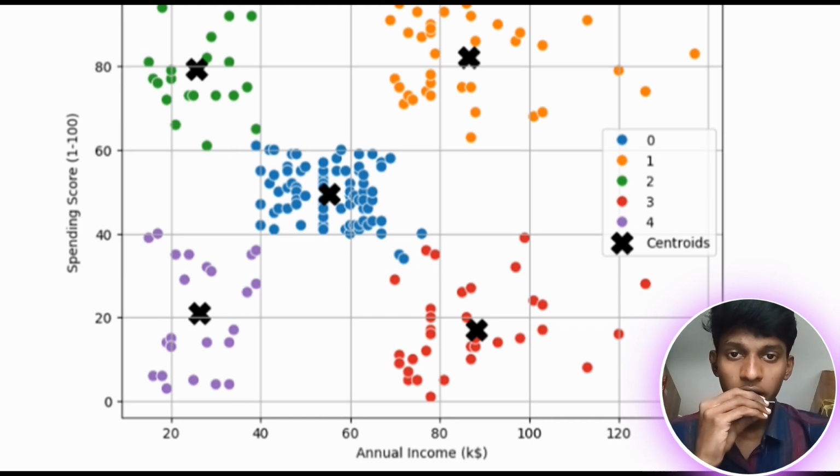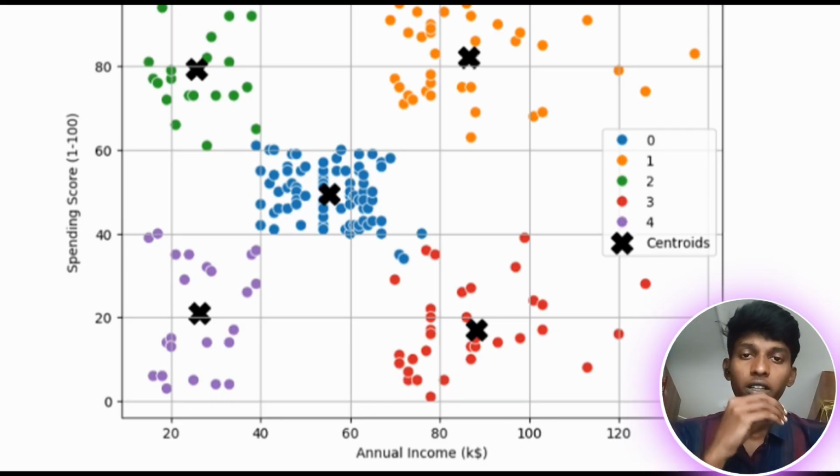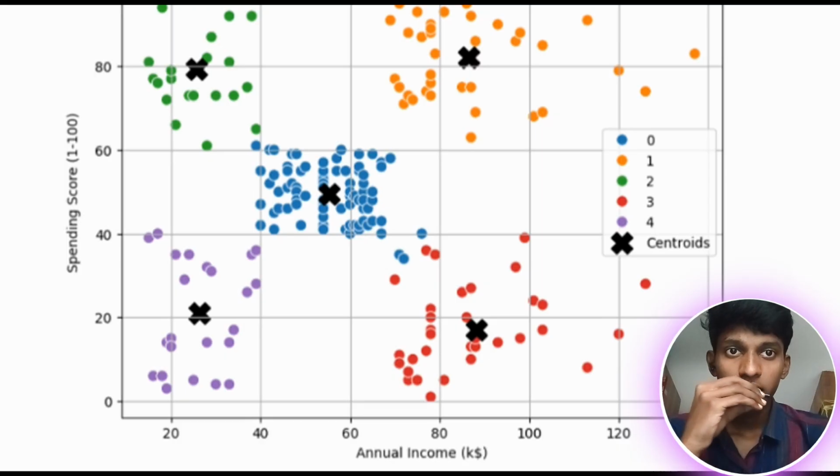So we implemented KMeans clustering, and we prepared the data, standardized it, and determined the optimal number of clusters using the elbow method and silhouette score. We applied the KMeans algorithm and analyzed the results. This visualization shows 5 distinct customer groups based on income and spending behavior. So this is the overall KMeans algorithm. Thank you.